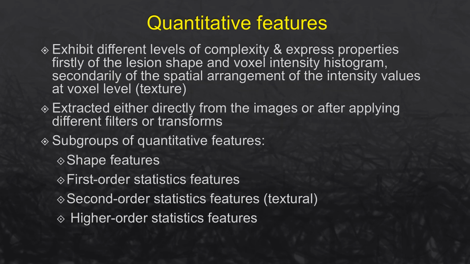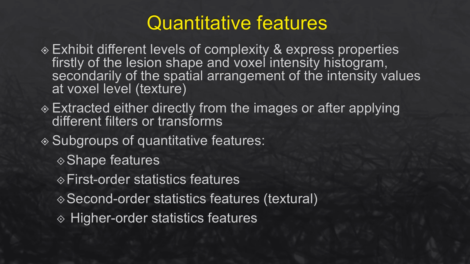Quantitative features exhibit different levels of complexity and express properties of things like lesion shape, the voxel intensity histogram, and secondarily of the spatial arrangement of the intensity values at the voxel level. These are extracted either directly from the images or after applying different filters or transforms.